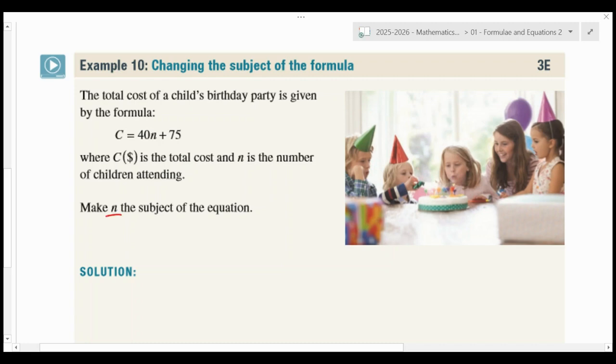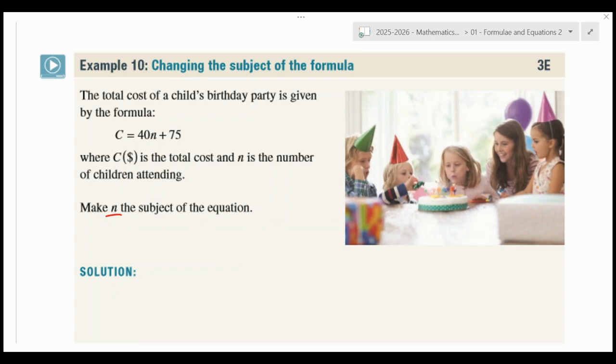So we are not solving this. We are not going to end up with N equals and then a number. We are going to end up with N equals and some letters. C is going to still be there. We haven't been given a value for C, so we cannot solve it. This is one of the things I was talking about earlier. We have two variables, C and N. They haven't given us the value of any of them, so we cannot solve it. All we are doing is rearranging it so that we've got N equals.